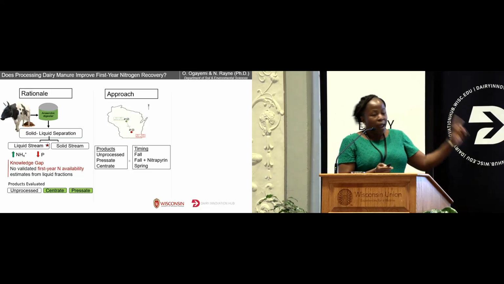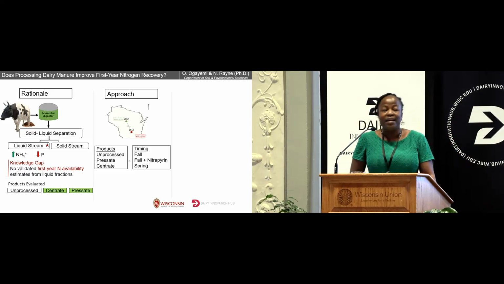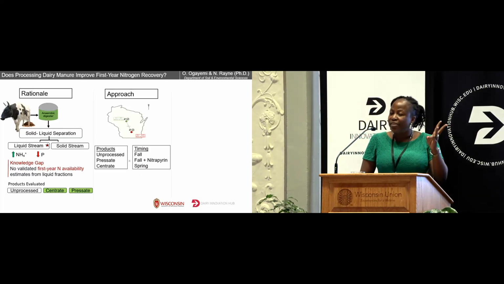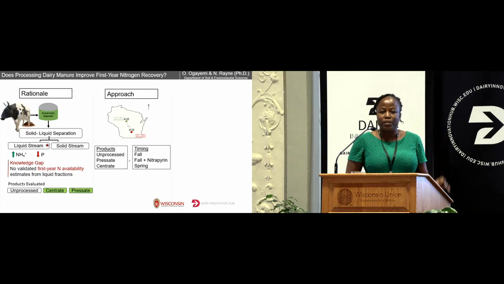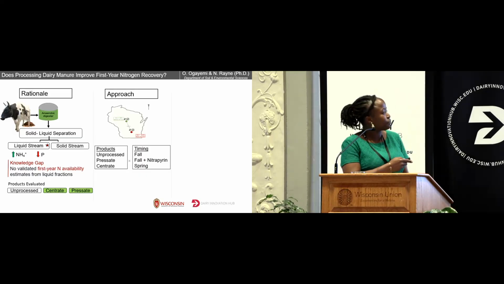Now, I was able to evaluate the effect of three major products: the unprocessed manure, the pressate, which is from the screw press, and the centrate, which is from the centrifuge. These different products were applied at three application timings: during the spring, during the fall, and, in a bid to minimize loss, fall application was also done with a nitrification inhibitor, which is nitrapyrin.